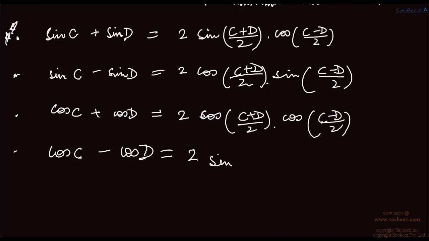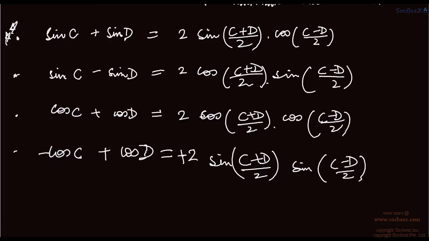It is minus 2 sin((C+D)/2) sin((C−D)/2), or you can write this minus as 2 sin((C+D)/2) sin((D−C)/2), transferring the minus into the sin, so it becomes D minus C.